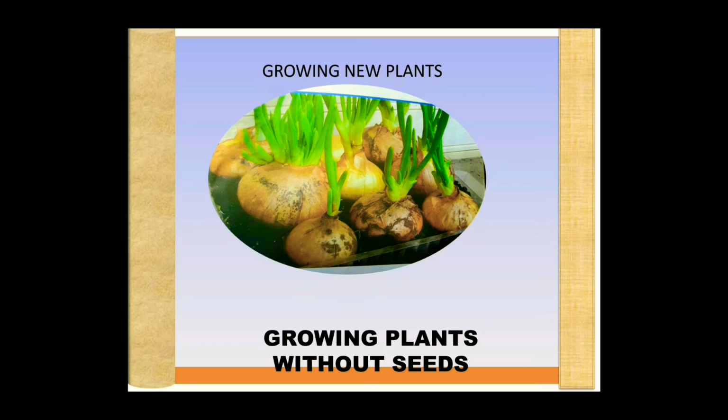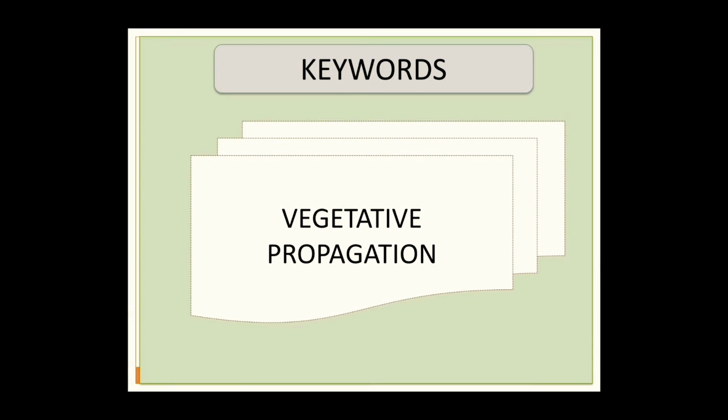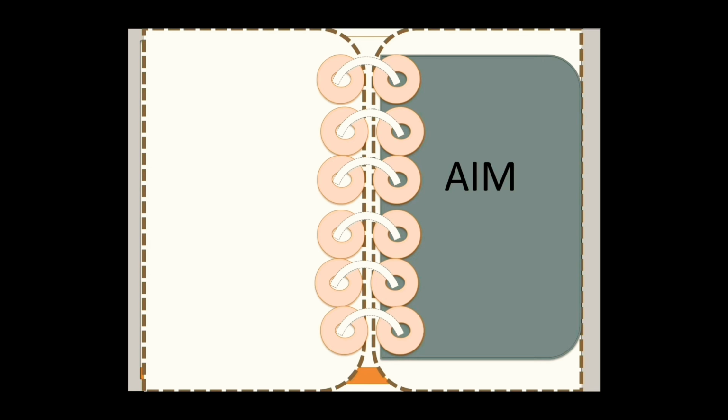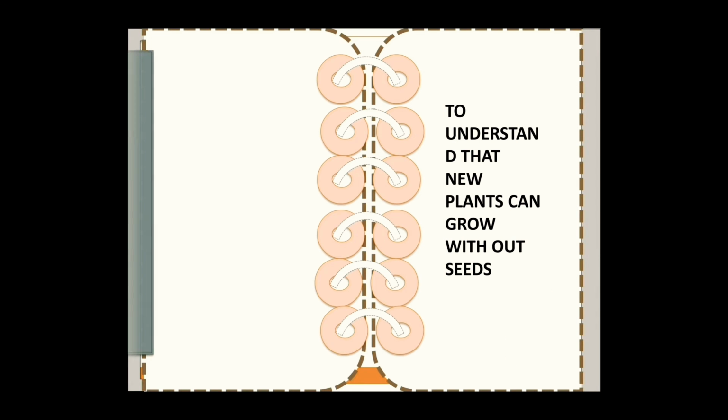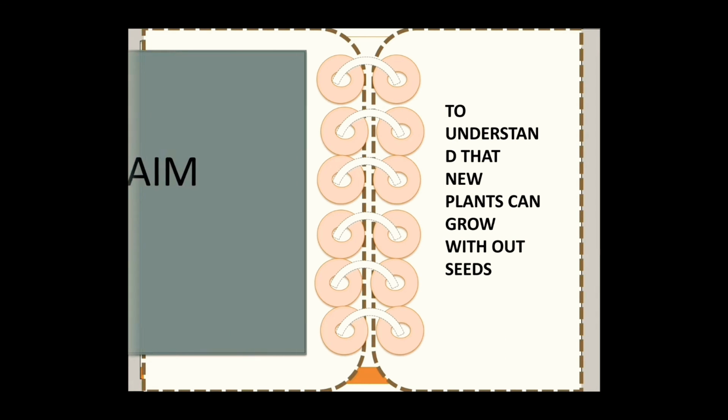Let us listen to our topic. Our topic is growing new plants and the subtopic is growing plants without seeds. The keywords: vegetative propagation. The aim of our class is to understand that new plants can grow without seeds. How do they grow without seeds?